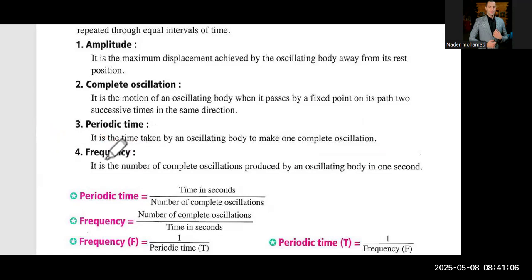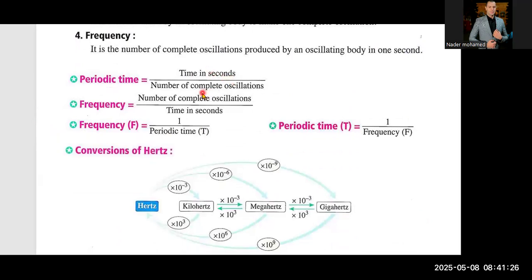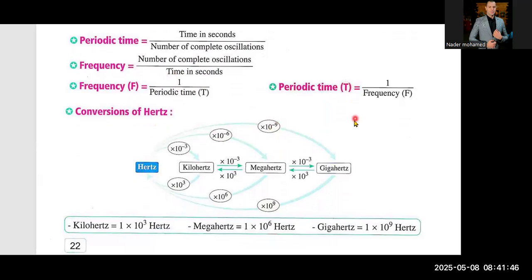And we have the opposite of periodic time, which is called frequency. Frequency is the number of complete oscillations produced by an object in 1 second. So F equals 1 over T and T equals 1 over F. Periodic time is time in seconds over number of complete oscillations. Frequency, the opposite of it, is number of complete oscillations over time in seconds. Frequency equals 1 over periodic time, and periodic time equals 1 over frequency.